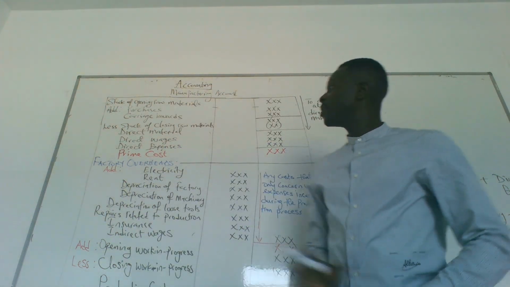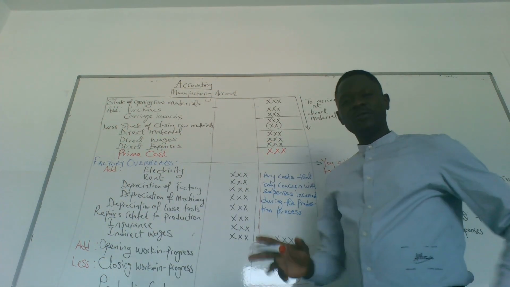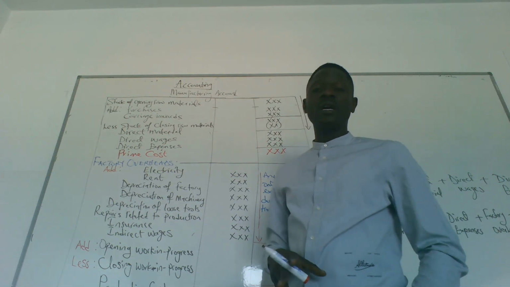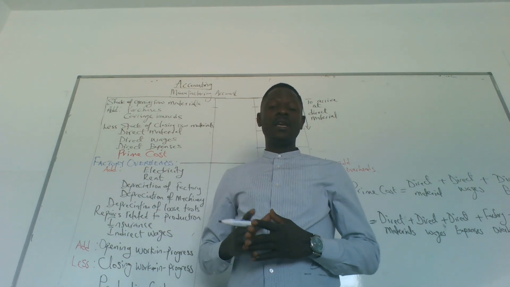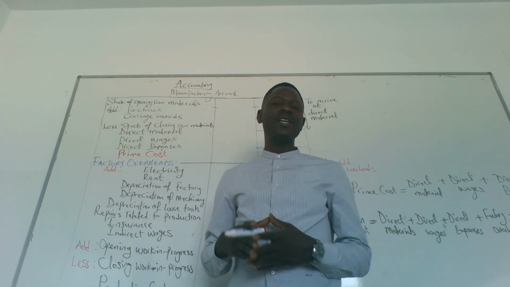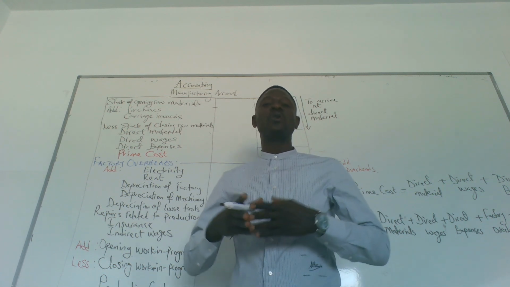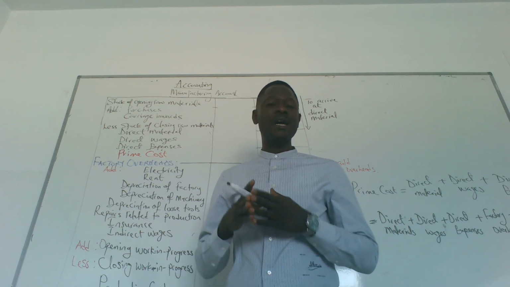Good day everyone. Today we're going into accounting, manufacturing account. When we talk about manufacturing account, we're talking about an internal report that allows a manufacturing business to understand its cost of production or its production cost. That is what a manufacturing account is about.